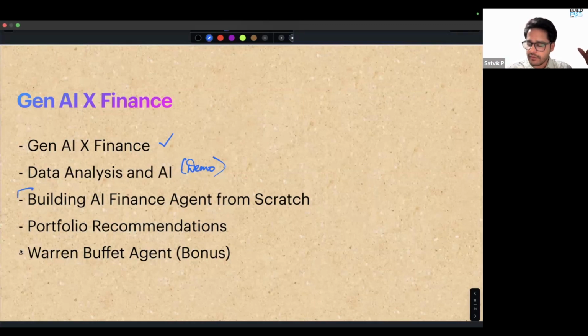And then what we will do is we will try to build a few AI agents that will help us understand how you can analyze data using AI agents. So if you wait till the very end, we will give you an overview of a Warren Buffett AI agent that will help you take investment decisions like Warren Buffett does.